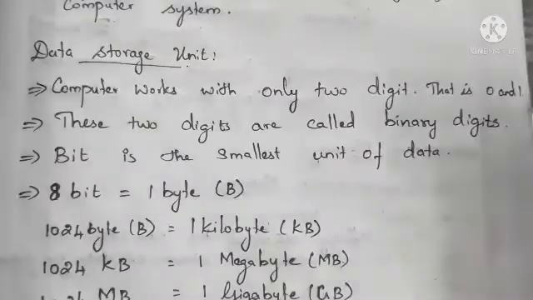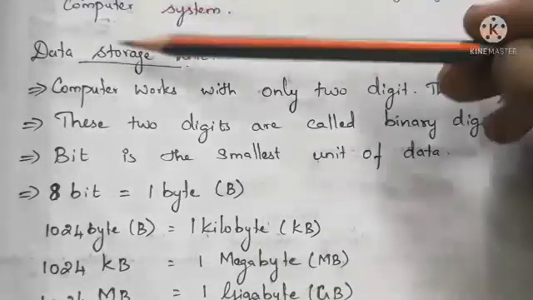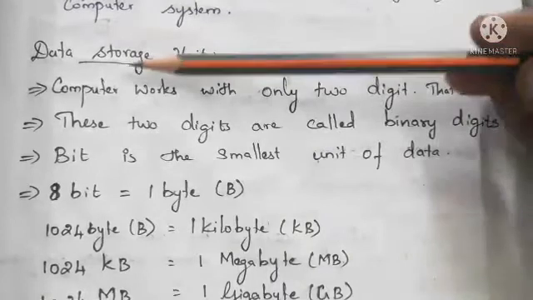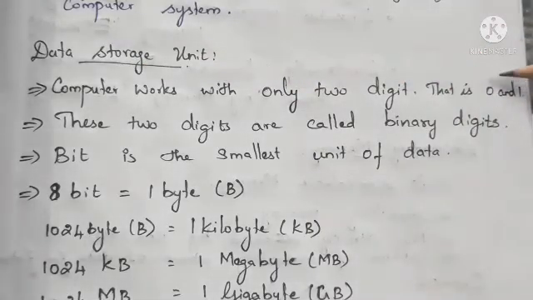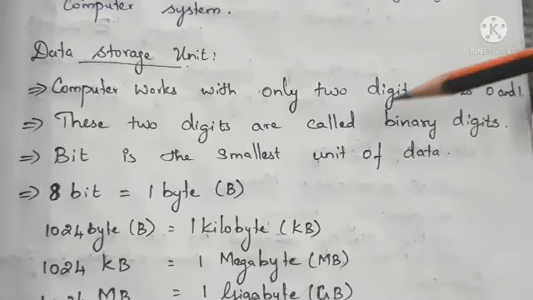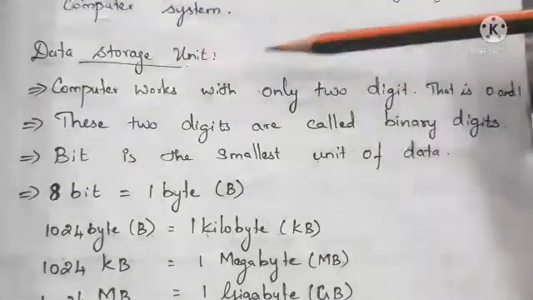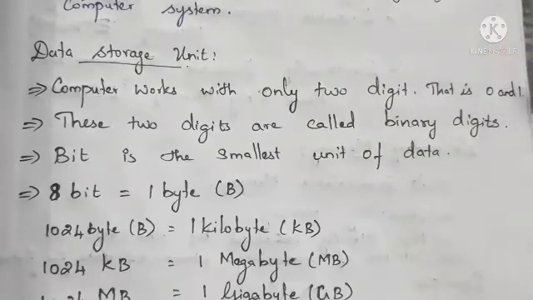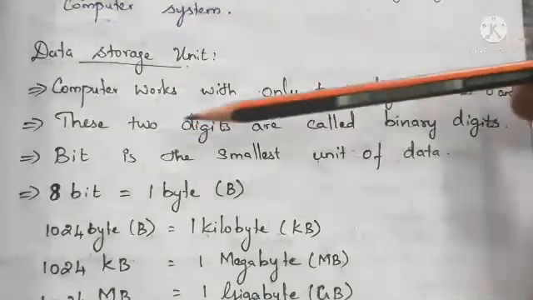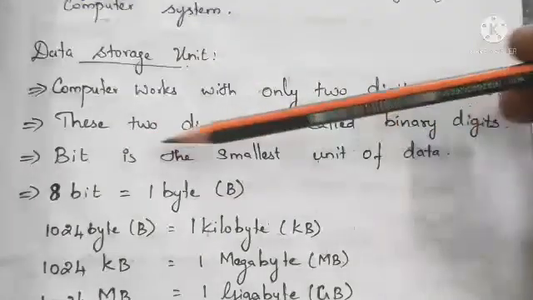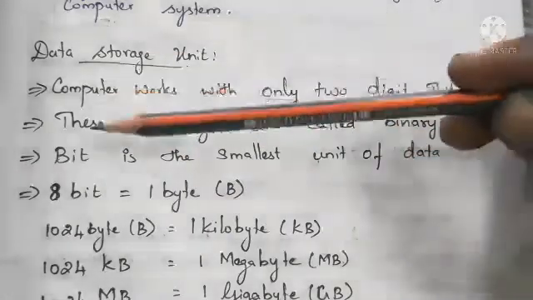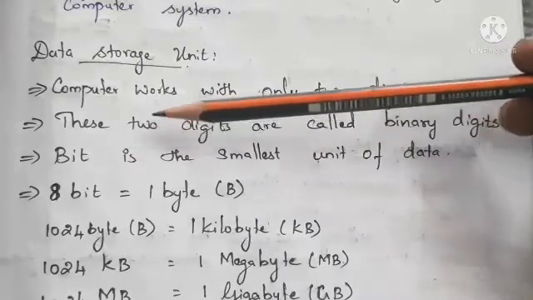Then the second topic, data storage unit. Computer works with only 2 digits, that is 0 and 1. These 2 digits are called binary digits. Bit is the smallest unit of data. By using the bit we can measure the storage capacity.